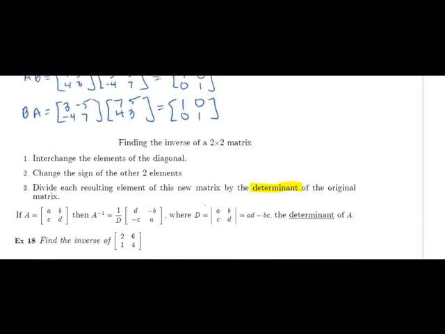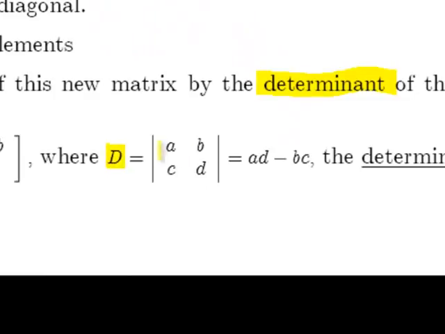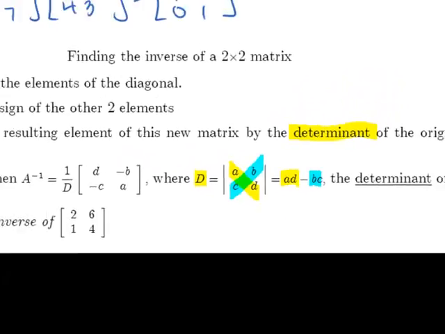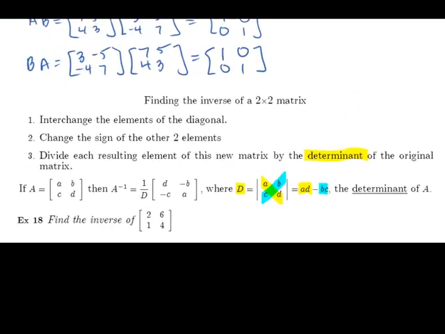Second step is we're going to change the sign of the other two elements. You can see here we had 4 and 5, and those signs just got switched, so we had the negatives. And then the last thing here is we're going to divide all elements in the new matrix by the determinant. And I mentioned before that you want to make sure that you know how to find a determinant. In this case, I have it listed here. The determinant, if you have this matrix here, is just going to be the diagonal A times D minus the other diagonal B times C. So pretty straightforward for a 2 by 2 matrix.